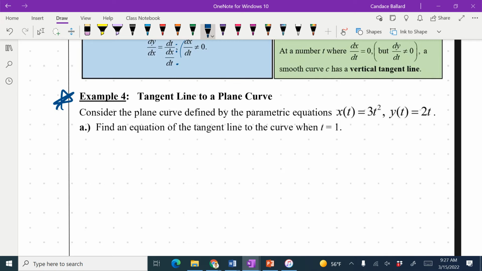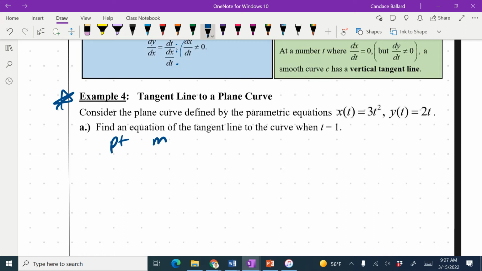Okay. So it looks like they give us a couple of equations, right? X of t equals 3t squared, y of t equals 2t. Those are pretty nice equations. In part A, it says find the equation of a tangent line to the curve when t equals 1. What two things do we need for the equation of a tangent line? Point and slope. We didn't say that enough last year, I don't think.